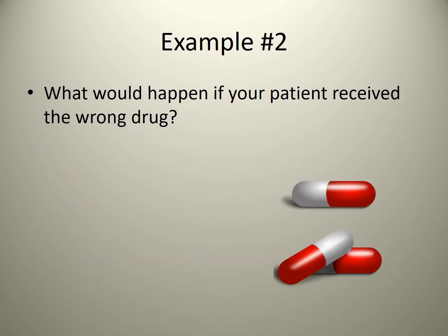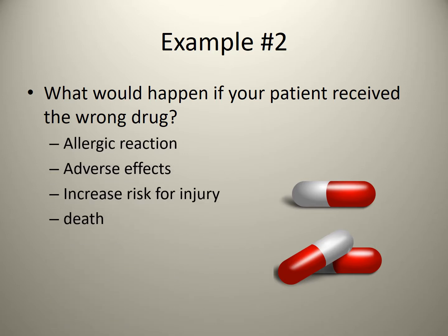Example number 2. What would happen if your patient received the wrong drug? If the patient received the wrong drug, again, they could get an allergic reaction, possibly a severe anaphylactic reaction. The patient could experience adverse effects or side effects from the drug, especially considering that they're not used to taking the medication. Again, the side effects could include faintness, dizziness, putting them at risk for falls. Death could even occur once again from getting the wrong medication.